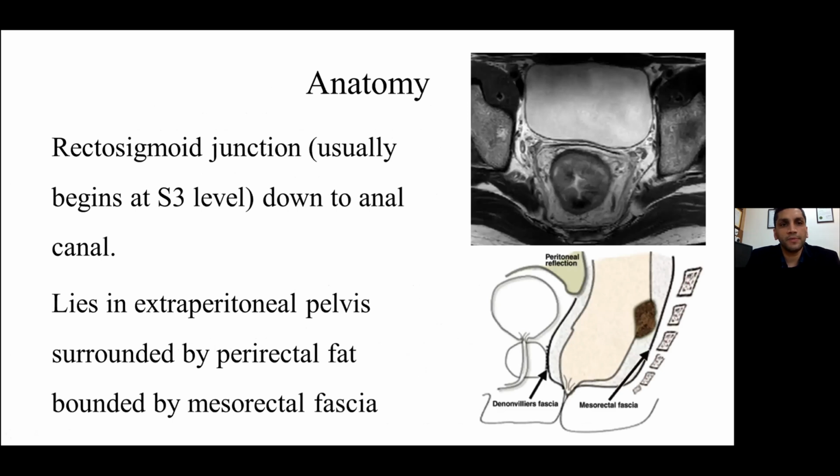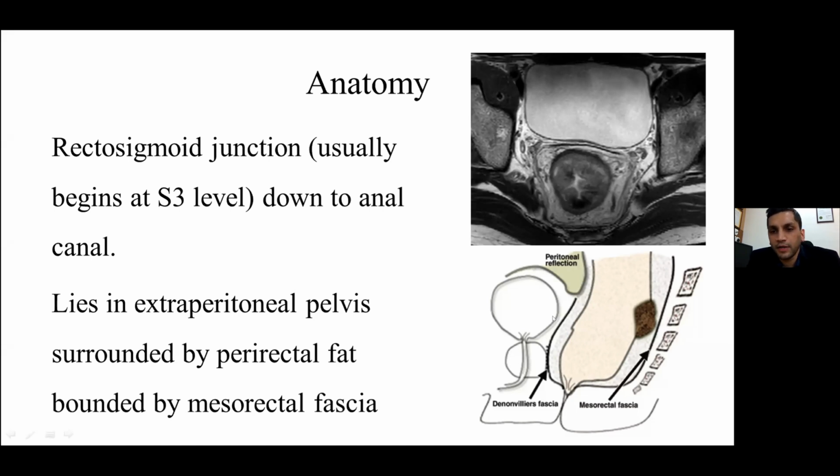So basically, talking about the basic anatomy, we know that the rectosigmoid junction usually begins at the S3 level, and from the sigmoid colon, the rectum extends to the anal canal, and it actually lies in the extraperitoneal pelvis, surrounded by perirectal fat, which is bounded by the mesorectal fascia. So this is an axial T2-weighted MR image. If you see, this is the rectum, that is the urinary bladder in front, and this is the perirectal fat surrounded by the mesorectal fascia, which is a hypo-intense blackish line.